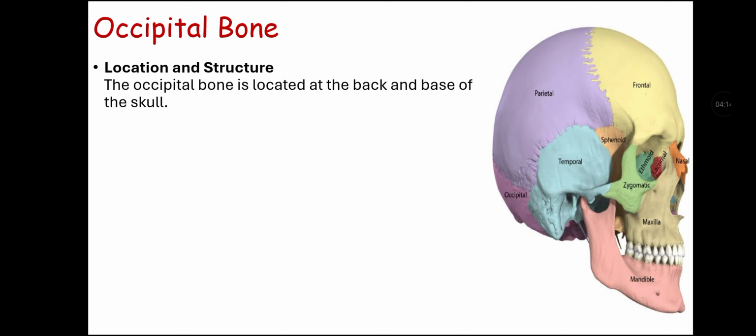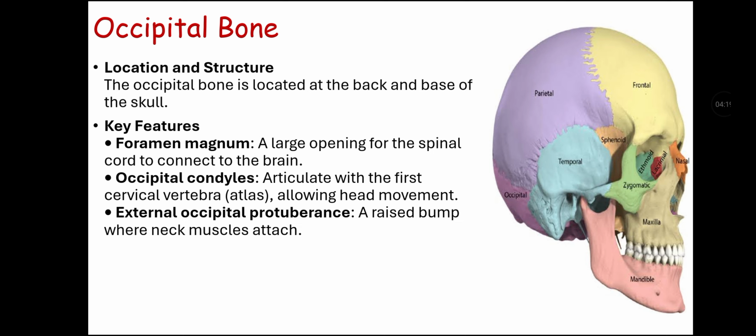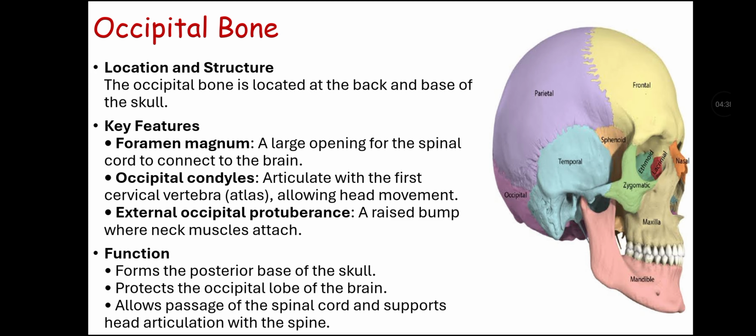Location and structure. The occipital bone is located at the back and base of the skull. Key features of the occipital bone: first is the foramen magnum, a large opening for the spinal cord to connect to the brain. Second is the occipital condyle, which articulates with the first cervical vertebra, that is the atlas vertebra, allowing head movement. Third is the external occipital protuberance, a raised palm where neck muscles attach.